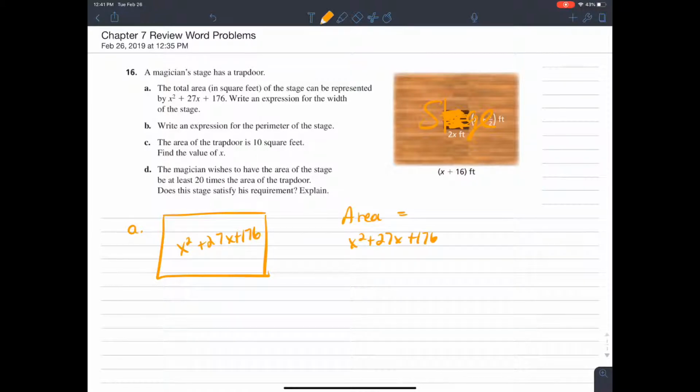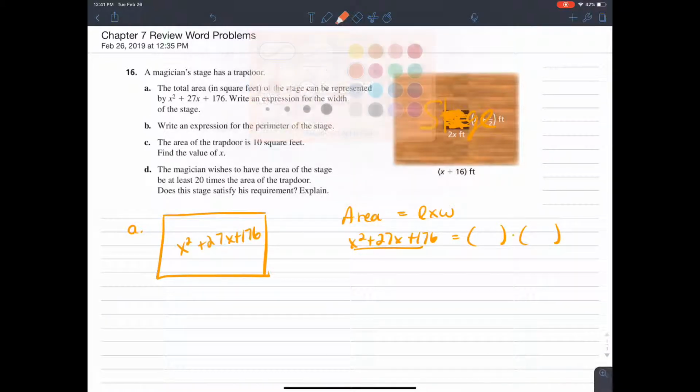Now, we know area of a rectangle is the length times the width, so somehow I took a length and multiplied it by a width, and I got this expression. If we're looking at the image pretty closely here, they actually tell us one of those dimensions already. They tell us that one of the length or the width, whatever you want to call it, was x plus 16. So what would this other thing have been to give us x squared plus 27x plus 176?